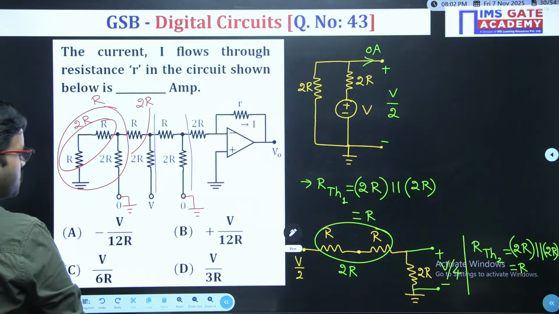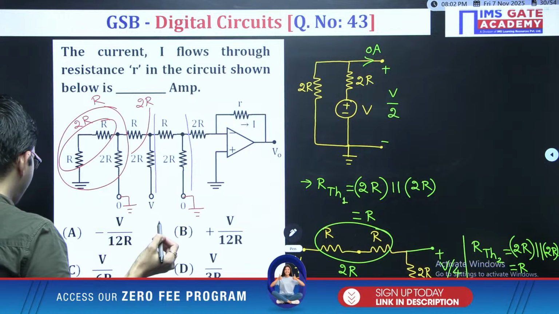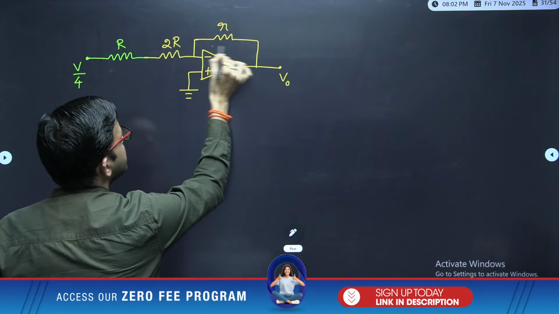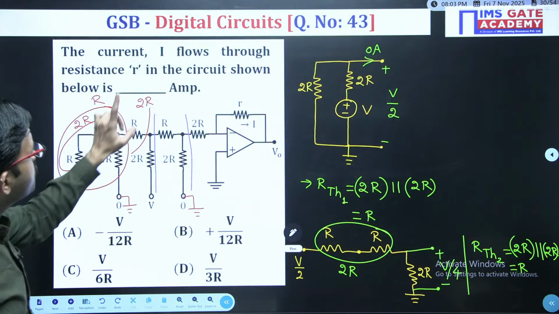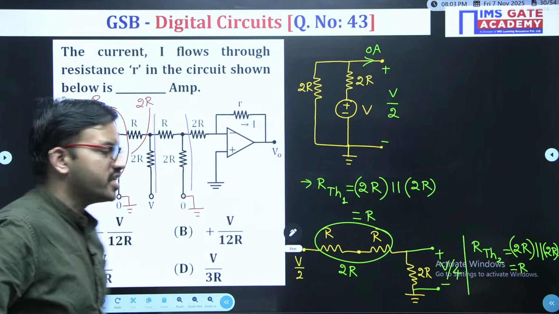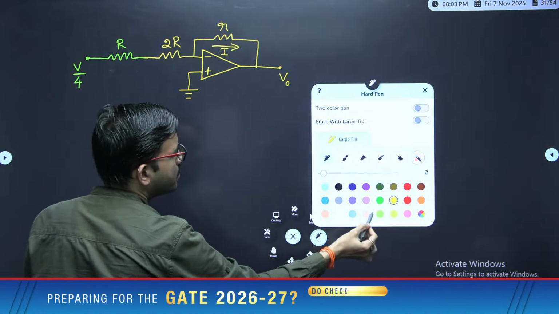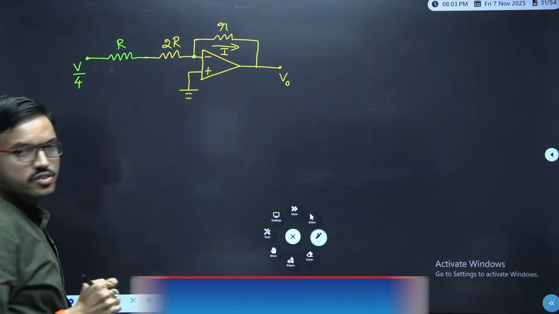Feedback resistance values are given, and here the final output is V0. The current flowing in this particular direction is I. In this question you have to find that current I. You can just apply KCL at this particular node.